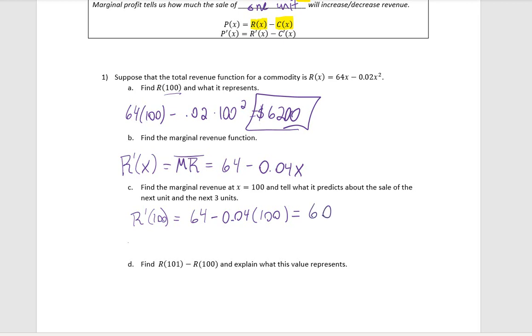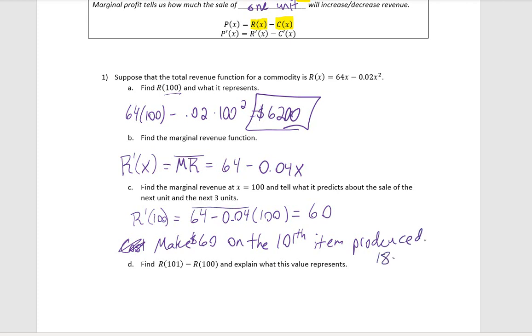What that means is we will make $60 on the 101st item produced. And if that trend continues for the next 3 units, we can expect to make 3 times that, so that means $180.